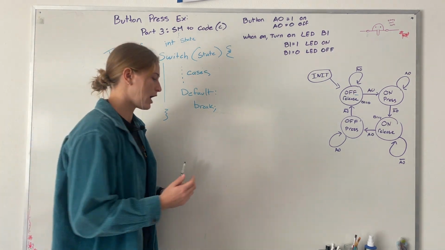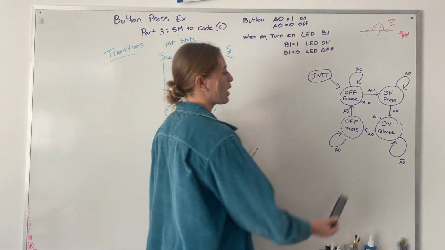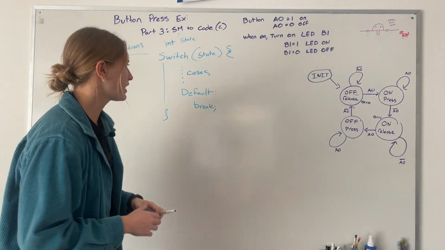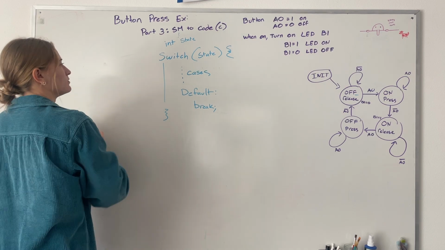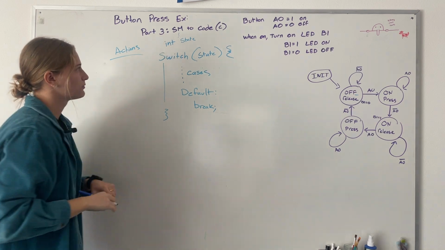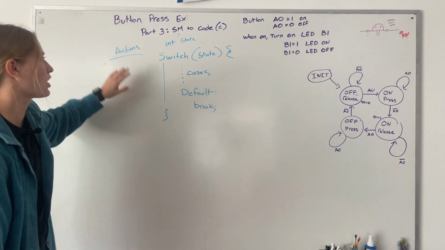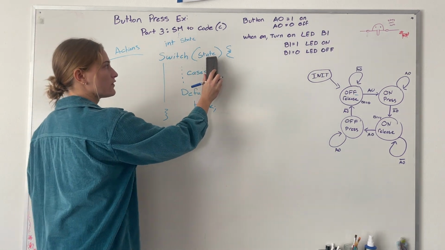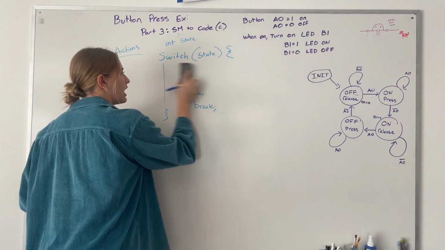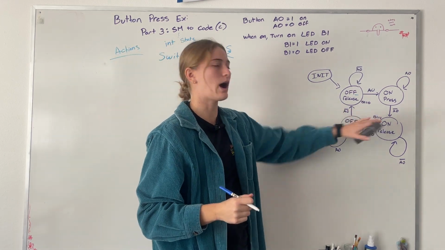Now, what about our actions? What are actions, you ask? Well, actions are what happens on our states. So where do we set B1 equal to 0 and B1 equal to 1? Well, that's going to be in our actions. So below our switch statement for transitions, then we're going to have another block of code that's our action switch statement. It's still going off of our int state, and we're still going to have cases, and we're still going to have default. However, now all we're going to do is say our outputs.